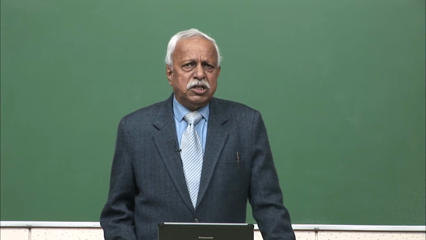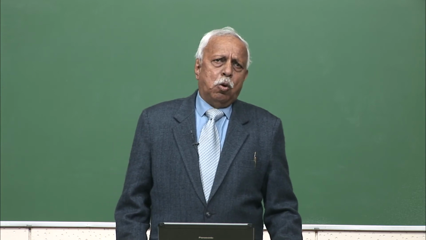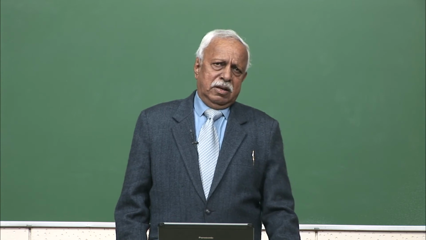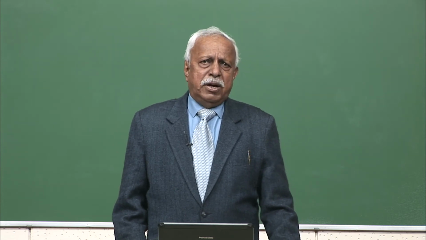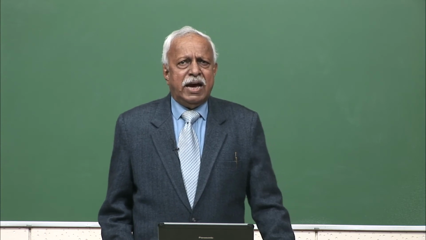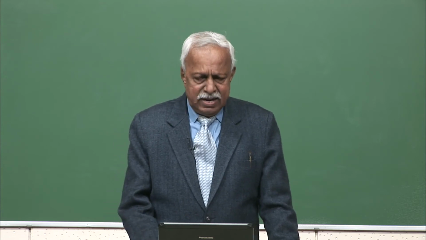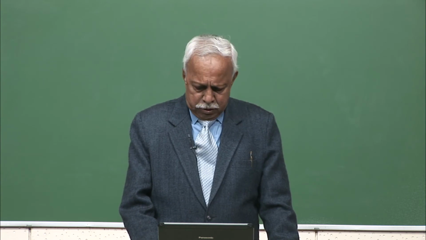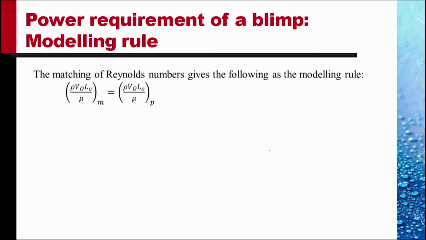This is possible because there is only one pressure. So, the pressure difference is not defined a priori. So, we begin with 1/2 rho V naught square. The matching of Reynolds number gives the following as the modeling rule. The value of the modeling number in model and in the prototype should be identical.